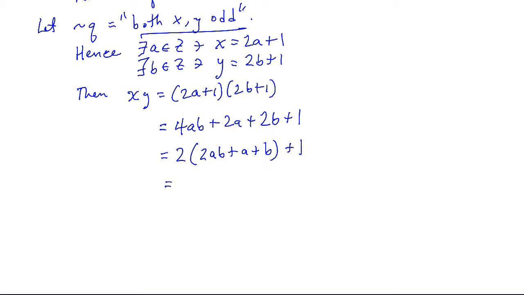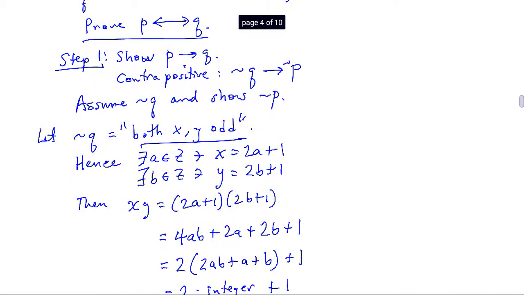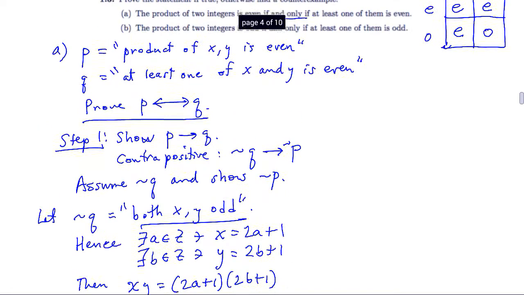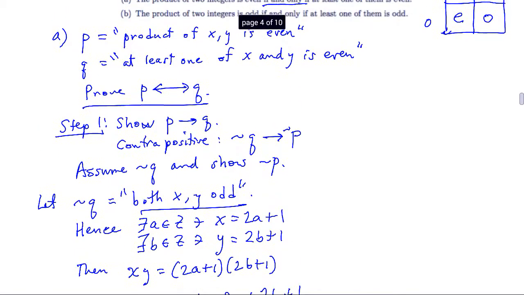So this is 2 times an integer plus 1. Okay, so hence xy is odd. Okay? And that's exactly what we're trying to prove, and that is not p. And that is the negation of the statement that the product is even. Okay?